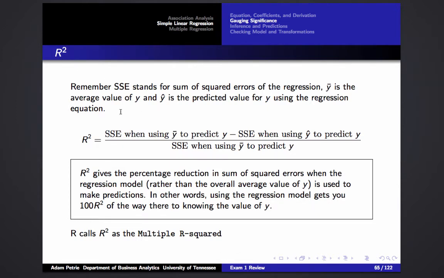The second measure is r squared for looking at the practical significance or utility of a model. The r squared of the model is interpreted as follows. Basically, we say that r squared gives the percentage reduction in the sum of squared errors when we use the regression model to predict y rather than the naive model, the overall average value of y. So in other words, we can more informally interpret it by saying, using your regression model gets you 100 r squared % of the way there to knowing the value of y.